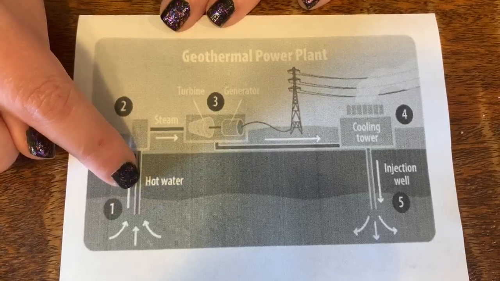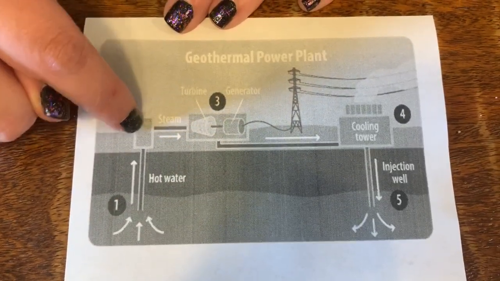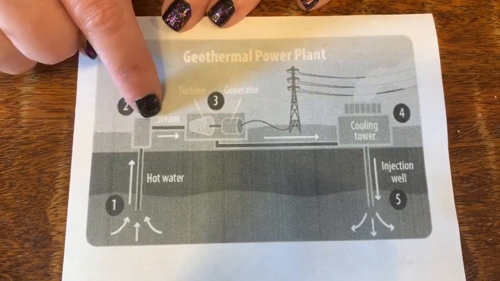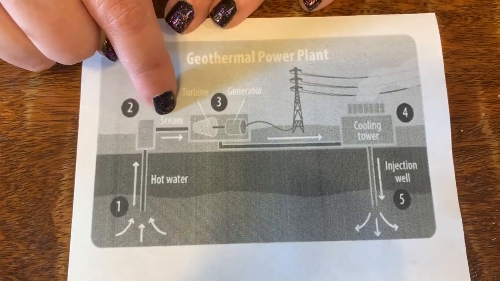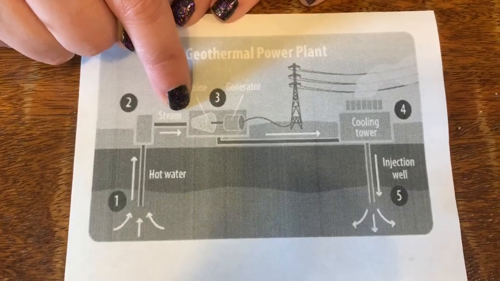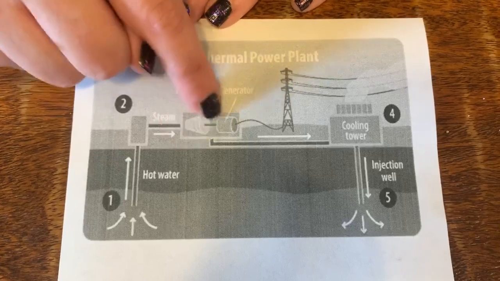As it's coming up, when the water reaches the surface, the pressure drops, and it causes the water to turn into steam, okay? So then you can see it says steam right here at number 2. And so then the steam goes this way. And if you have steam, you can have something that spins a turbine. So the turbine is there.